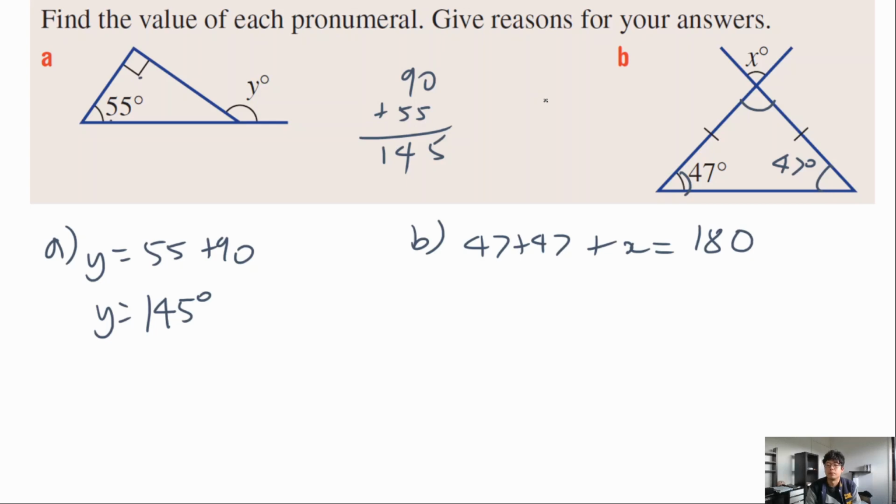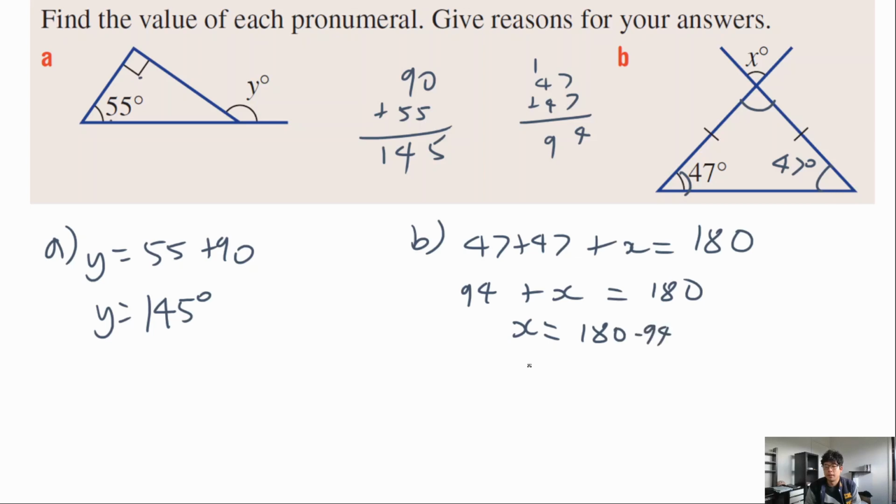Let's try 47 plus 47. Up here, 7 plus 7 is 14. 4 plus 4 is 8. Plus 1 is 9. So that gives me 94 plus x equals 180. Now let's move 94 over. That gives me 180 minus 94. X is going to equal, let's do 180 minus 94 there.